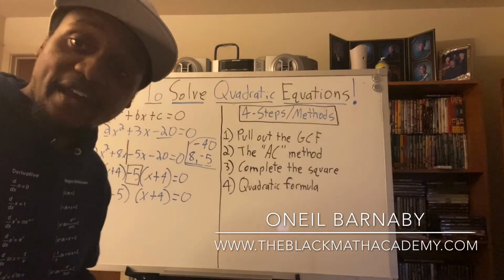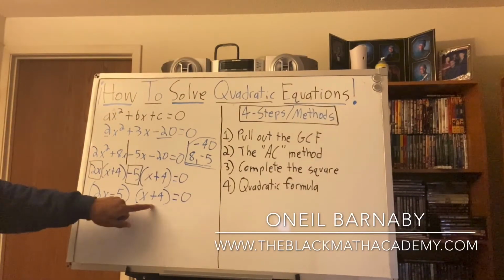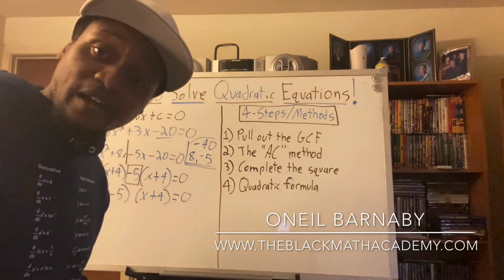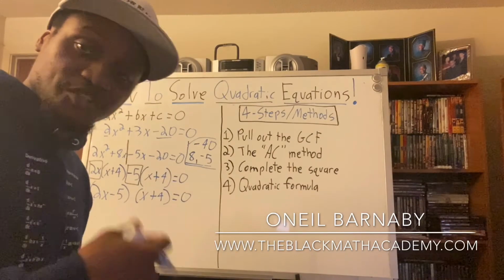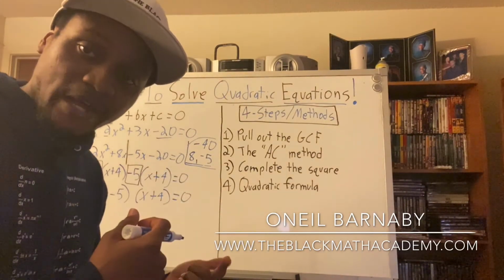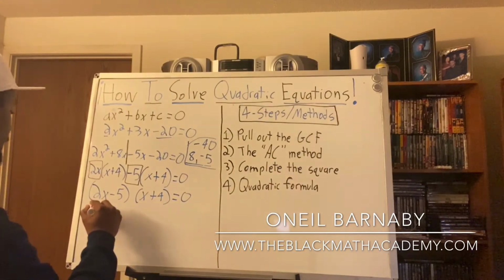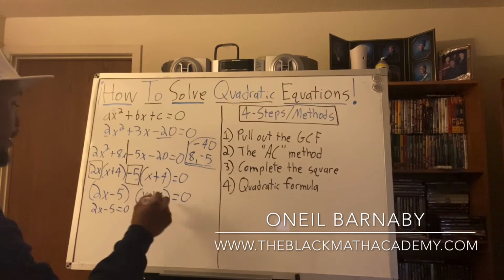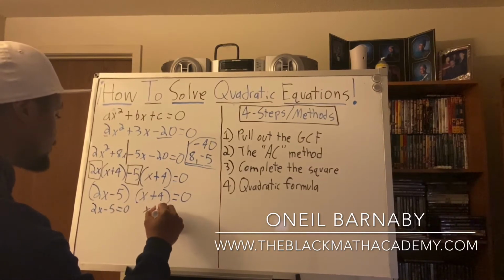All right, so now we have two binomials, 1, 2. When you multiply them, they equal 0. That means we have to apply the zero product rule, or the zero product property, which means set them equal to 0 and just solve them algebraically. So we've got the first one, 2x minus 5 equals 0. And the other one says x plus 4 equaling 0.